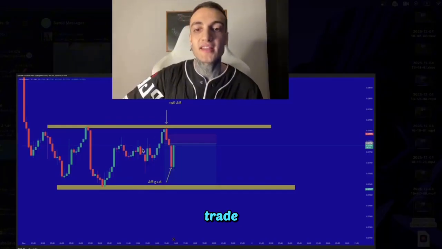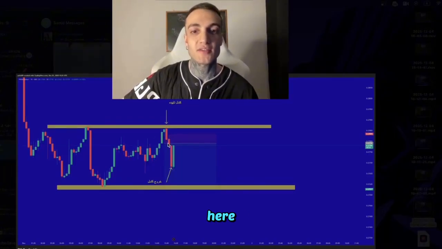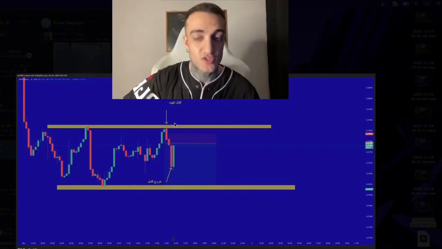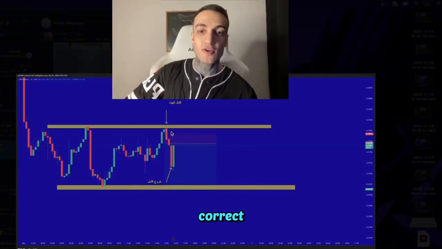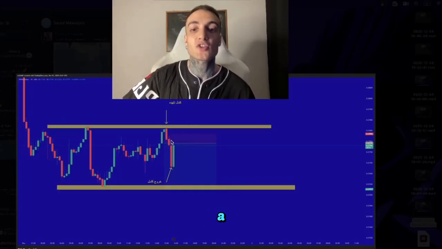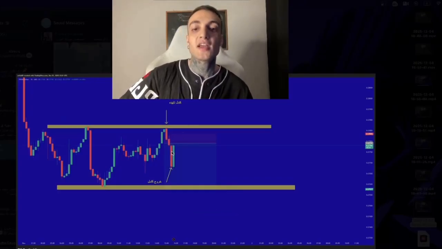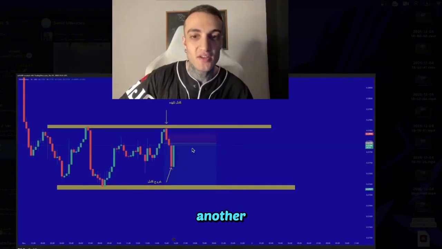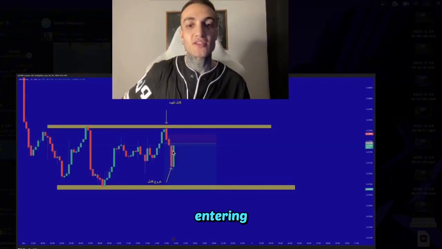Okay, in the first trade they entered a short position right here. Now, I'm not sure if they actually placed the stop loss here or behind the level. The correct thing to do is to place the stop loss behind this level, okay? And they entered a short position here, it would have been better if they had waited for another proper reversal signal before entering the trade.